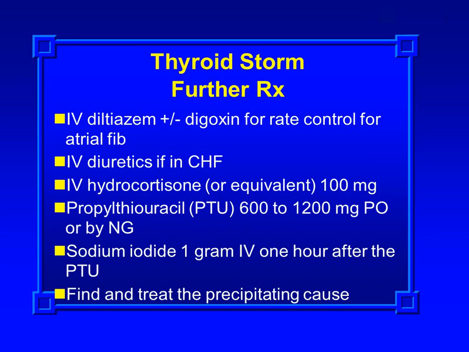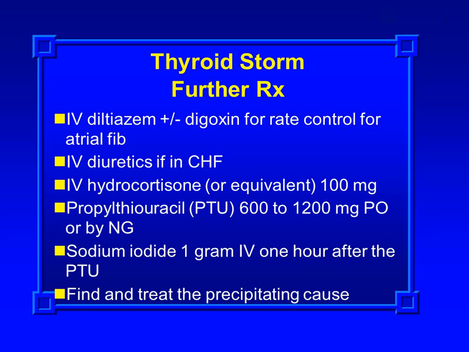Thyroid storm further treatment. IV diltiazem with or without digoxin for rate control for atrial fib. IV diuretics if in CHF. IV hydrocortisone, or equivalent, 100 mg.